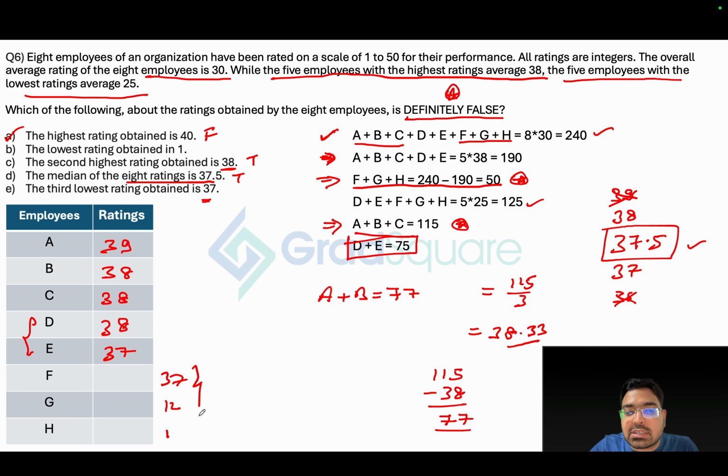And in this particular situation, option E and option B turn out to be true. These are not definitely false options. So these are not definitely true options also, I agree to that, but these are not definitely false options. So option A turns out to be a definitely false option, and that will be the answer for this question.